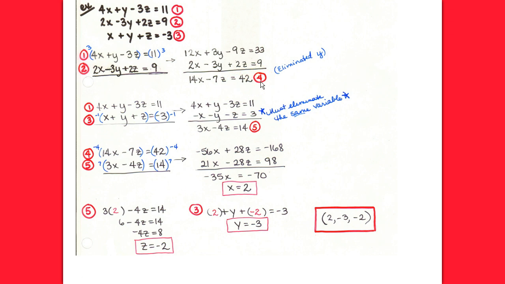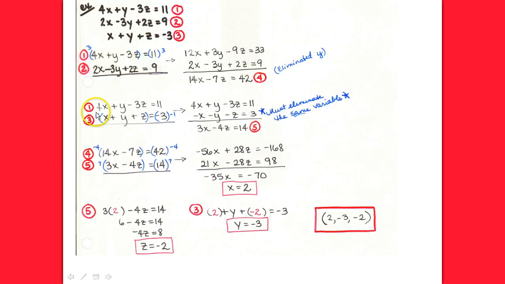All right, now I'm going to go back and pick a different pair. So if the first time I picked 1 and 2, for this different pair, I could pick 1 and 3, or I could pick 2 and 3. I just need a different pair. Here's the key. Star it, put circles around it, highlight it, something. You must eliminate the same variable. So because I eliminated y with the first pair, I have to eliminate y with this second pair.